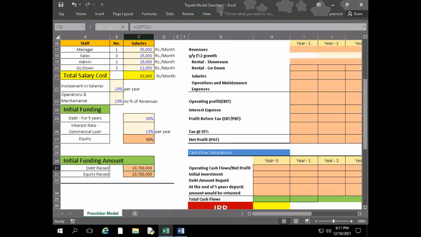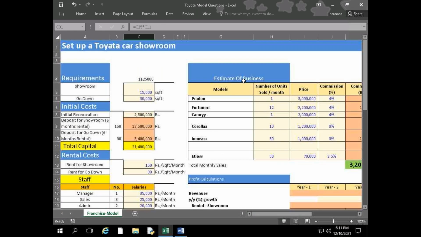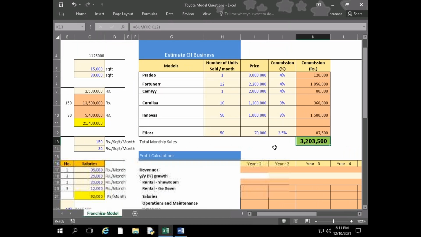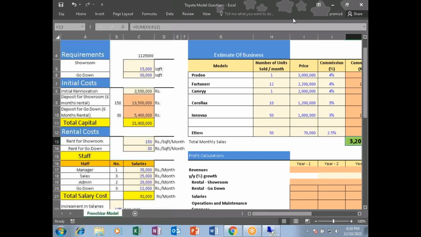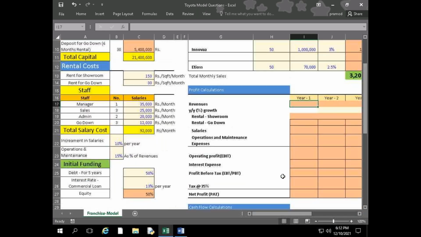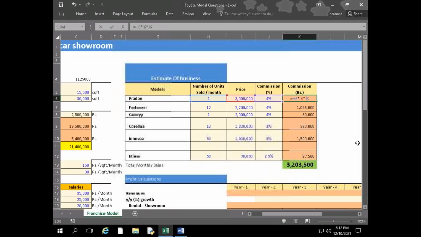So the first year revenue, from which do we have to take, sir? Revenue is nothing but sales. This one, the total monthly sales. But it is total monthly sales, no, sir? We have to calculate for the year, so we have to multiply by 12. Correct. Show that commission in rupees, sir. Commission formula: number of units sold into price into commission.